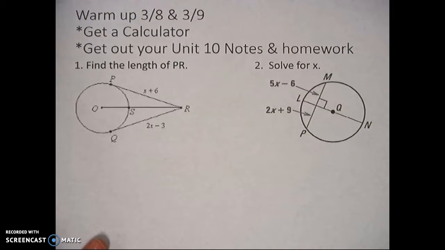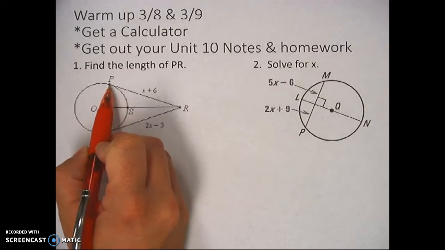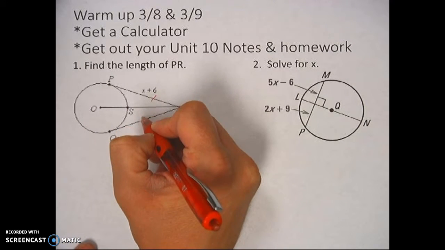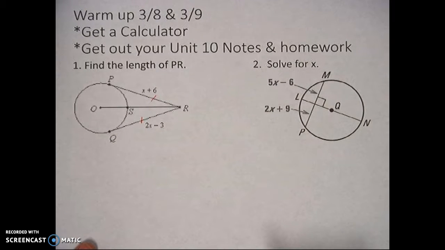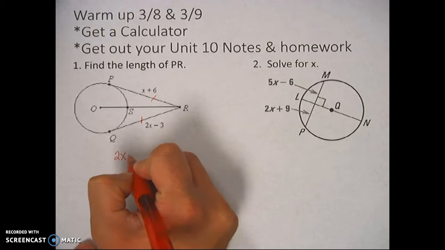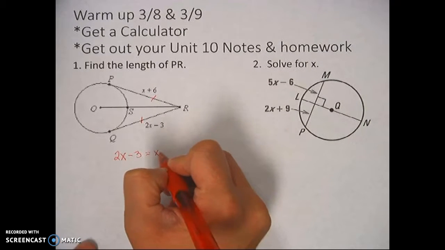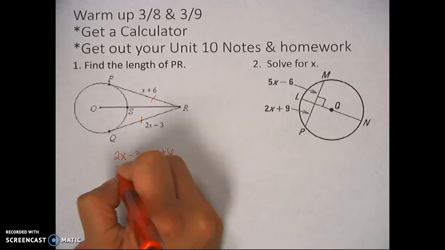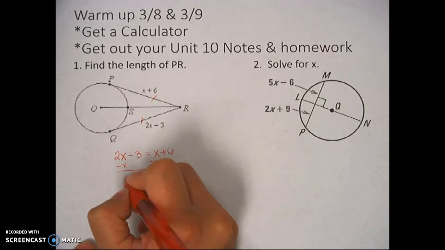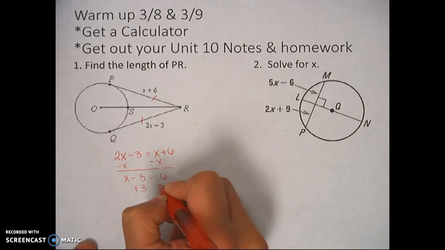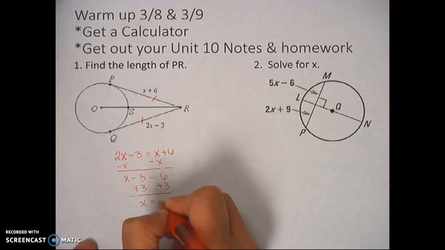Alright, so I'm going to work these out and give you the answers that you should have gotten. Again, this is what we talked about last class. When you have tangents drawn to a specific point, those two tangents are congruent. So I'm going to set these two equal to each other. 2x minus 3 equals x plus 6. And then we're solving an equation. So I would subtract x from both sides. You get x minus 3 equals 6. Add 3 to both sides, and you get x equals 9.